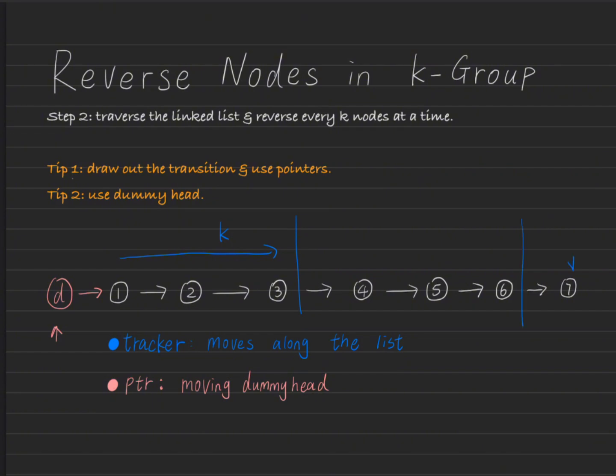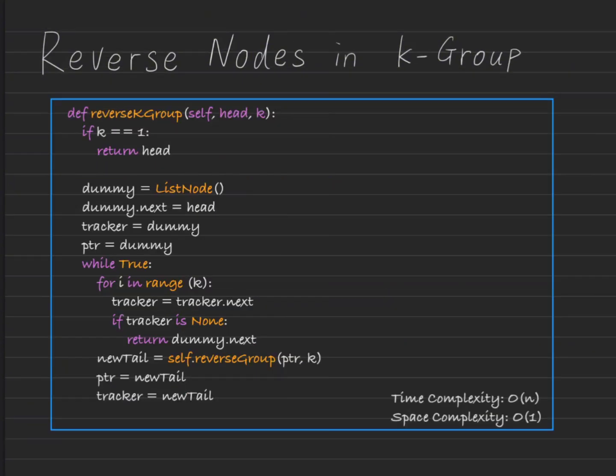Otherwise, if we reach the end of the list and it doesn't have K nodes yet, we don't perform any reverse and simply just return the modified list. This is what it looks like in Python code. If K is equal to 1, there's nothing to be done here. Otherwise, we'll use dummy, tracker, and pointer to reverse the linked list K nodes at a time and keep track of the pointer positions. The final time complexity is O of n because we're traversing the list once. And the space complexity is O(1) because the modification was done in place.